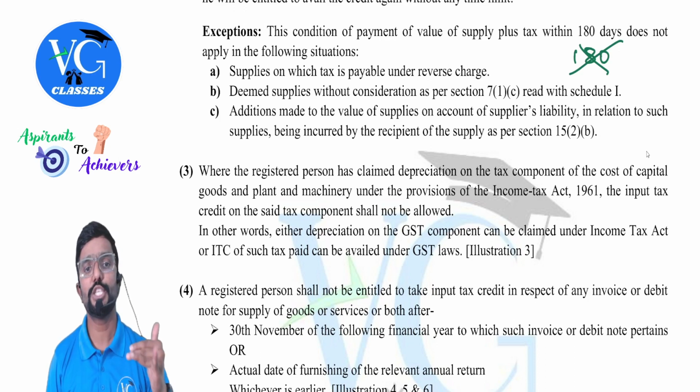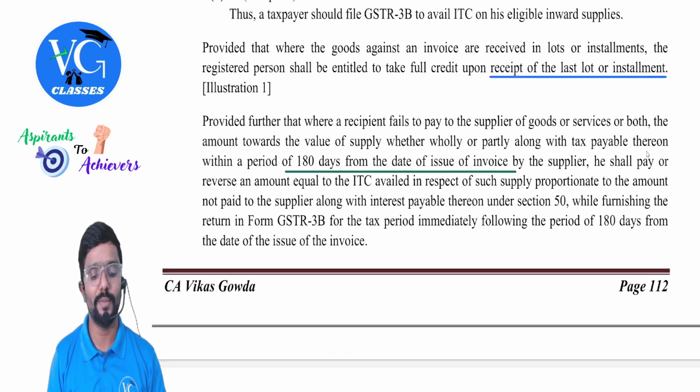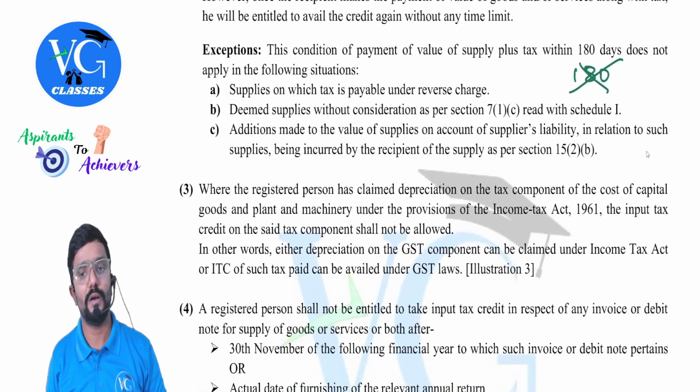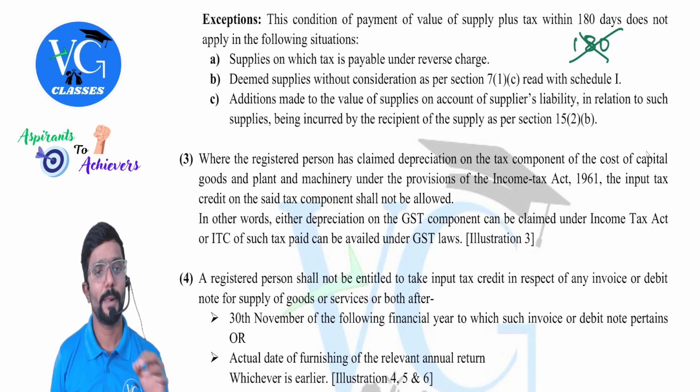Exceptions. This condition of payment of value of supply plus tax within 180 days does not apply in the following situation. Means this 180 days is not at all applicable in the following cases. Which are those? Let us reconnect. All these are our history now.